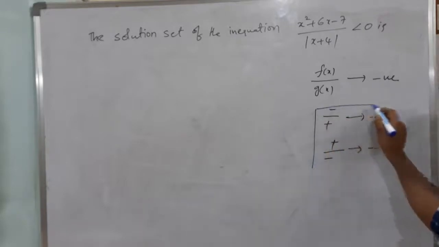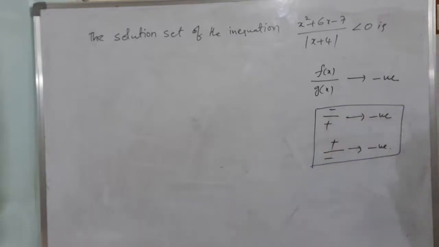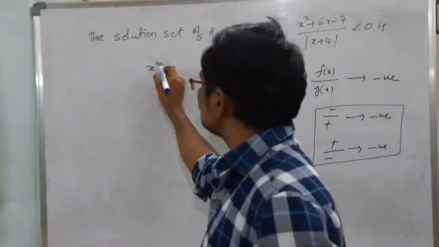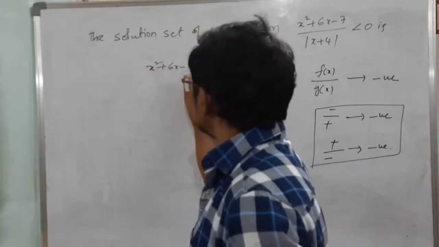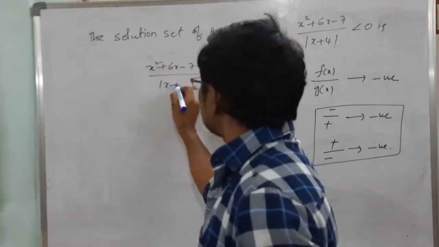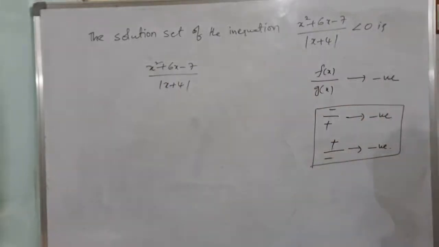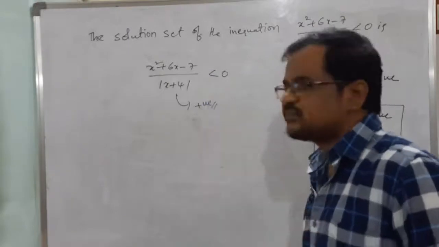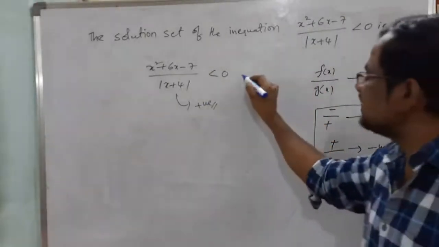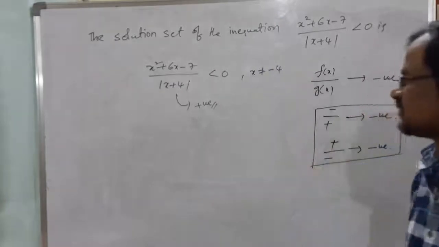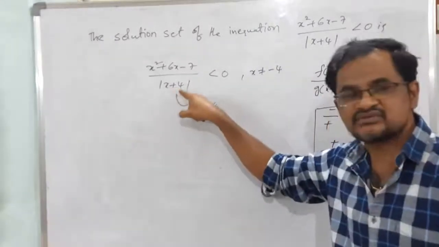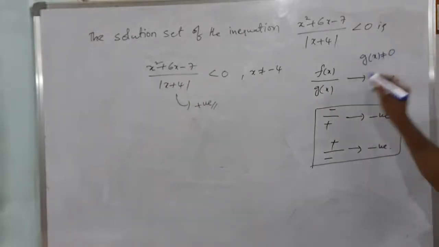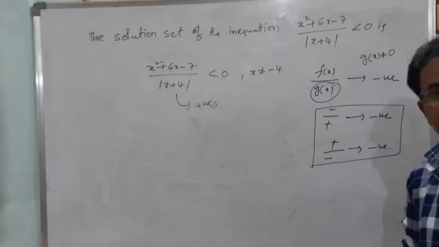So to get right side negative, there are two possibilities. But here modulus, what they given: x square plus 6x minus 7 divided by modulus of x plus 4, less than 0. But denominator is always positive only, right? And here x not equal to minus 4. If you take minus 4, plus 4 gives denominator 0. So for the rational function always g of x not equal to 0. Denominator not equal to 0 we have to take.